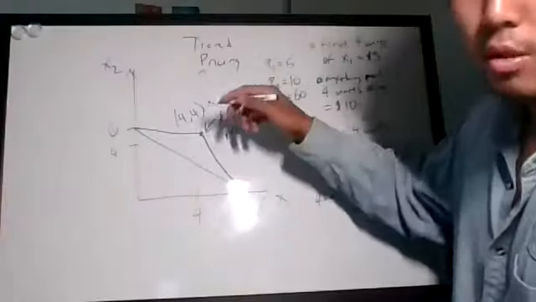So notice how this kink point right here is 4, comma 4, which means that I have 4 units of X1.